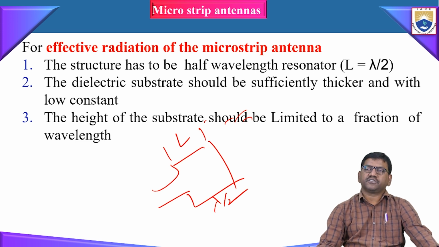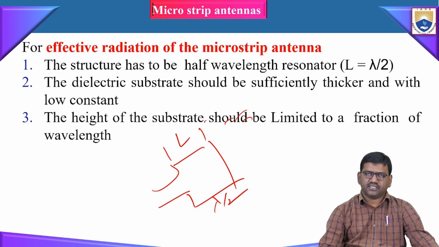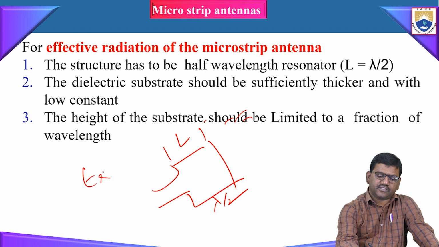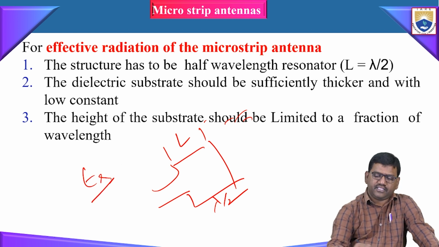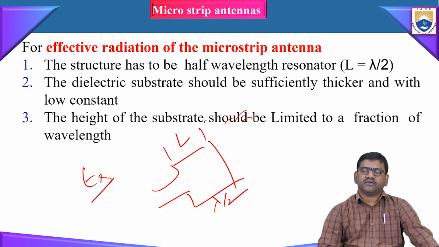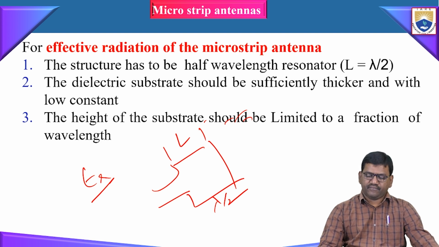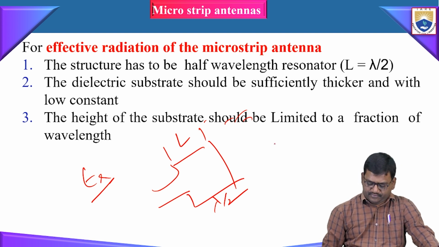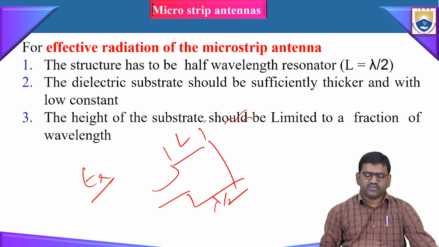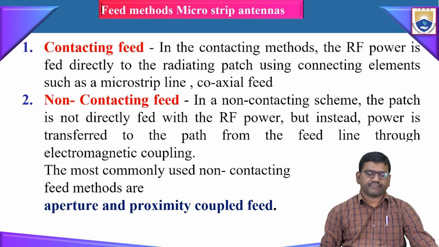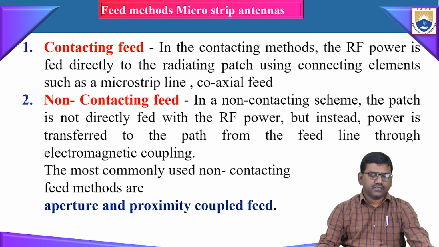So the dielectric substrate should be sufficiently thick and with a low dielectric constant. So the epsilon r value of the substrate must not be very high. Why? Because the radiation efficiency drops if we increase the substrate value to a very high value. So the height of the substrate should be limited to a fraction of the wavelength.